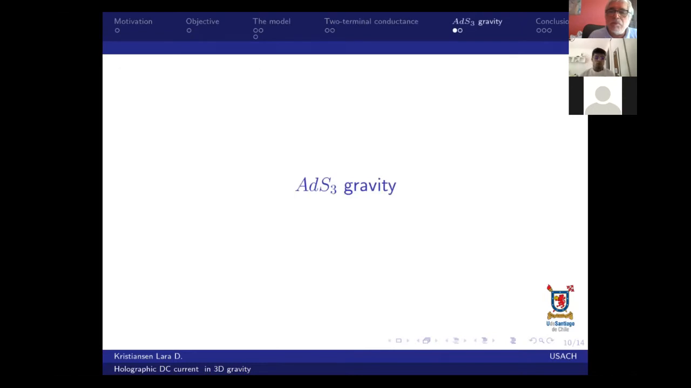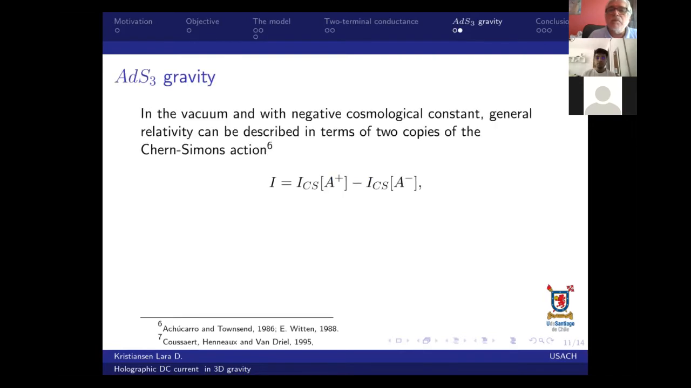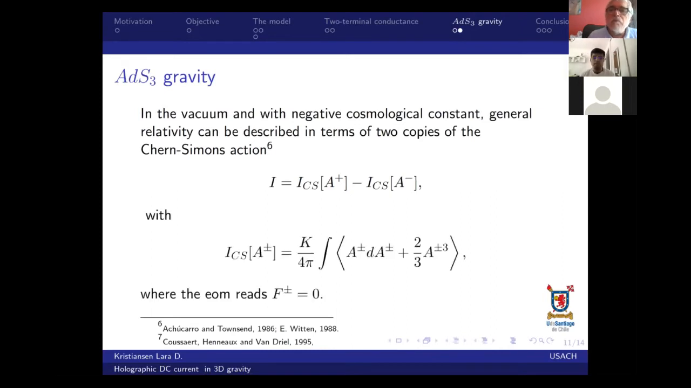So now we computed the two-terminal conductance of the anisotropic chiral boson theory, and now we are going to review some facts about AdS3 general relativity. In the vacuum and with negative cosmological constant, general relativity can be described in terms of two copies of the Chern-Simons action, where the brackets denote the trace in this case, and A is a one-form gauge field where the equations of motion read as a zero curvature equation.